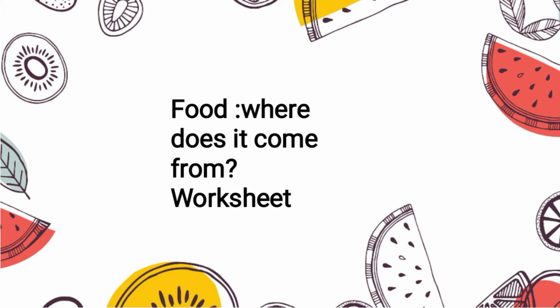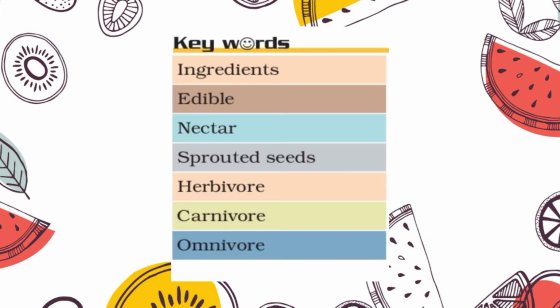Today I am here to solve a worksheet of Food: Where Does It Come From?, which is the first chapter of Class 6 CBSE NCERT book. So let us begin with the first main. These are some keywords given in your book, so let us find the definition and meaning of these keywords.